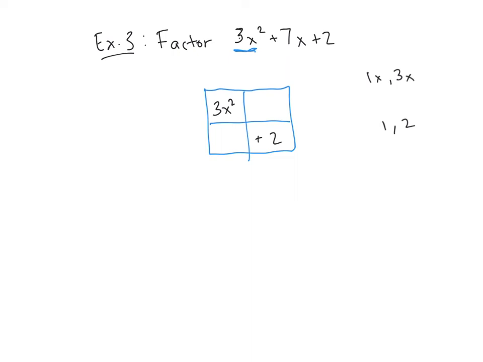So on this one, since there's only one option for the first one, I'll just put 3x and x. And then I have to decide, am I going to put my 1 and my 2 up here, or am I going to reverse it and put my 2 here and my 1 up here, right? So the way we're going to do that is try it out and see which one is going to yield a result where those two boxes add to 7x in the middle. So go ahead and try both those options, figure out which one works, and then write your answer as a product of factors and enter your answer when you're ready.